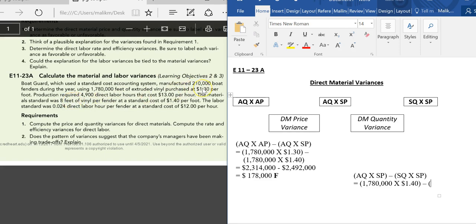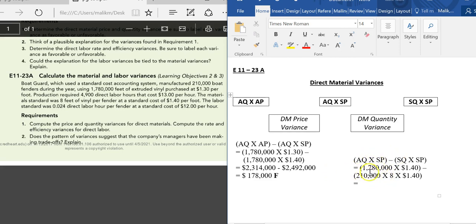So we have to multiply these two to find out the standard quantity of all those fenders that they actually produced. So they actually produced 210,000 fenders, and for each fender the standard quantity is 8 feet. So you're gonna multiply it by 8. So these two together is actually your SQ, or standard quantity. And now you're gonna multiply it by the standard price, and standard price is already given here. Standard price is $1.40. So now we will multiply all those numbers.